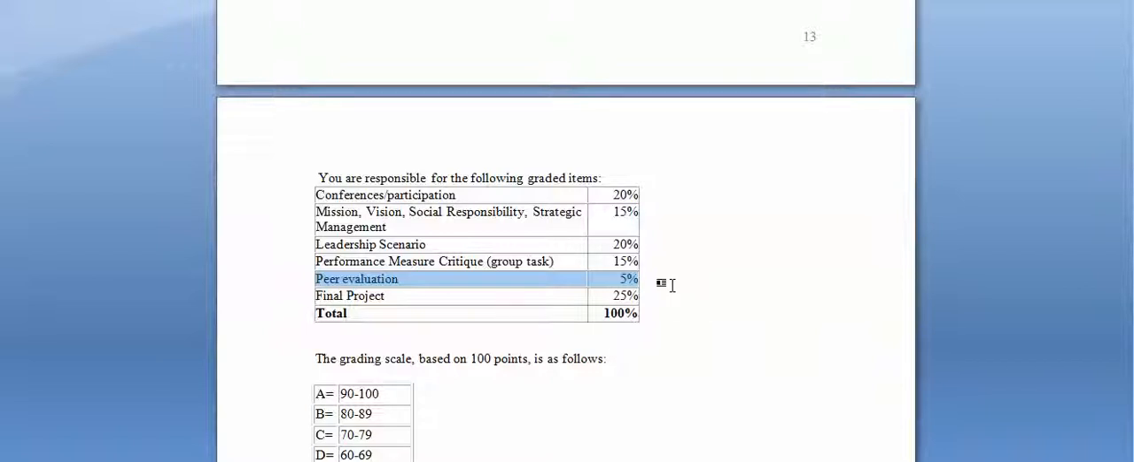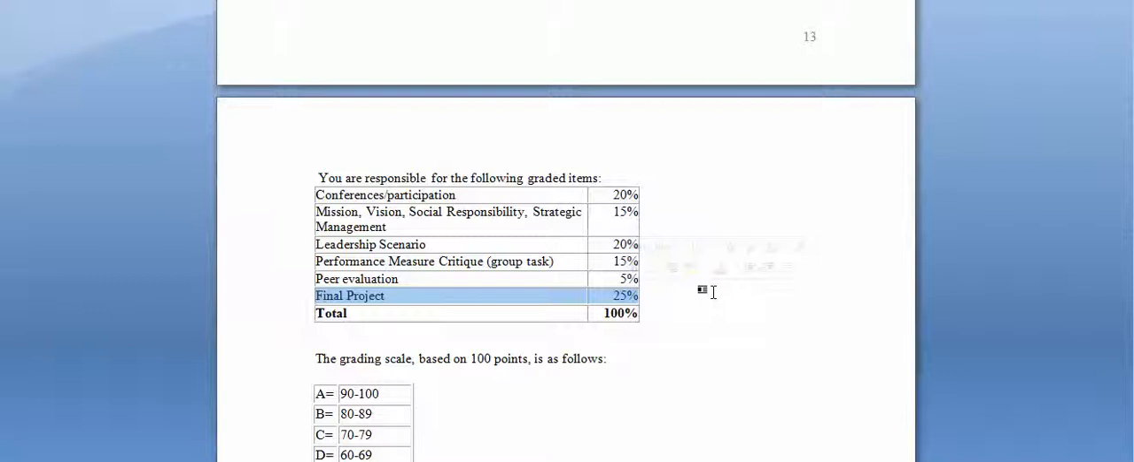This is 5% that is based on your participation with your team, how well you work with your team, how well you all come together as a team. So it's really important to do that and to make sure that you're working from the time I assign you until the time the assignment is due in week 7. And then your final project, which is an individual project, is due in week 8 and is worth 25% of your grade.